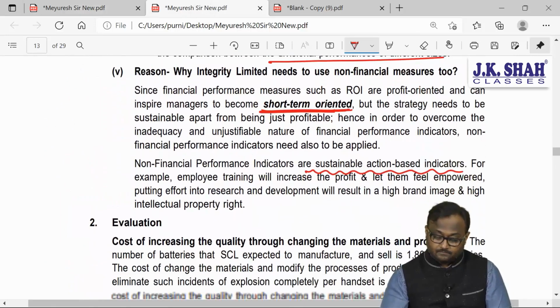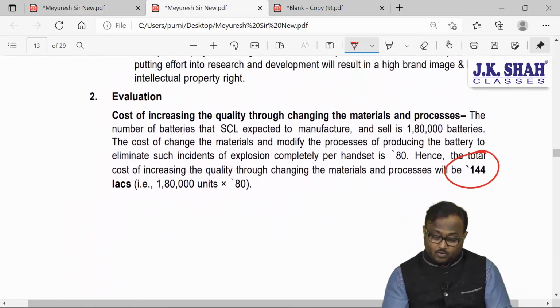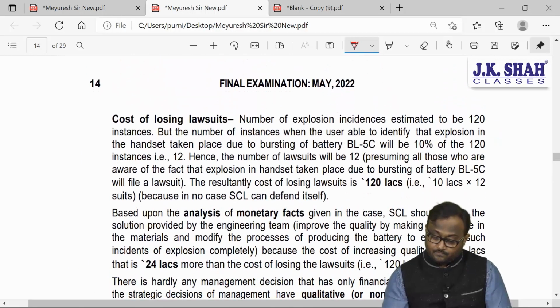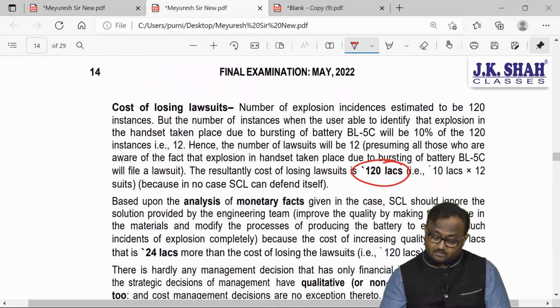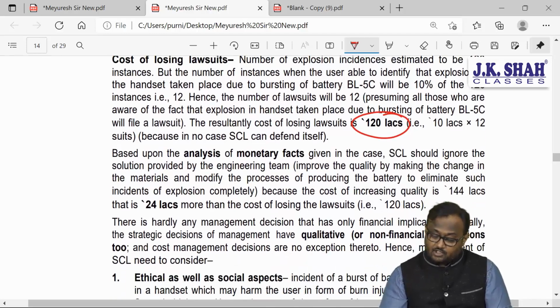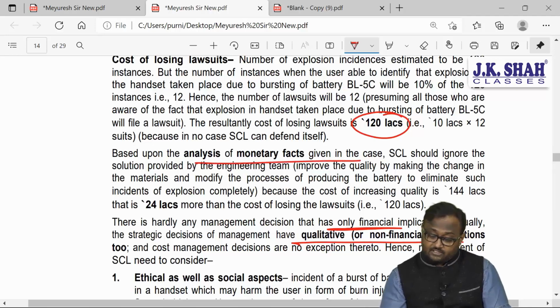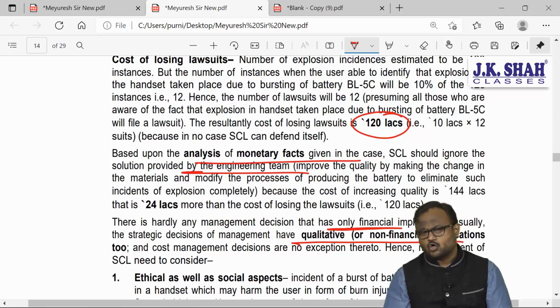As I said, 144 lakhs you're going to spend, or 120 lakhs. You are saving 24 lakhs. There is hardly any management decision that has only financial implication. Usually strategic decisions have quantitative as well as qualitative, that means non-financial, implications too. So based upon monetary facts, SCL should ignore the suggestion given by the engineering team and should not go for the modification. We are ready for the case suits.